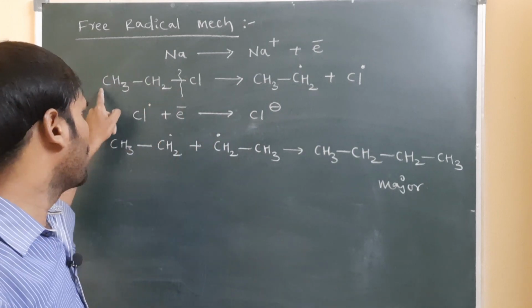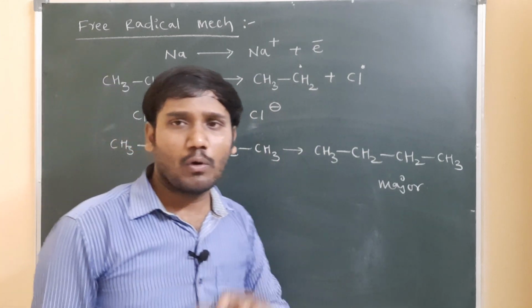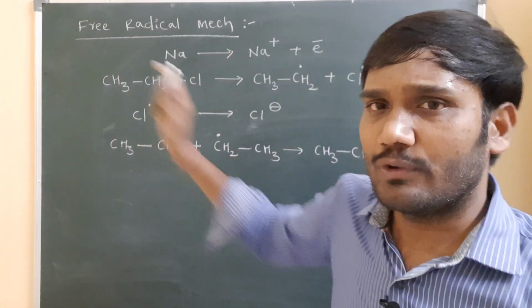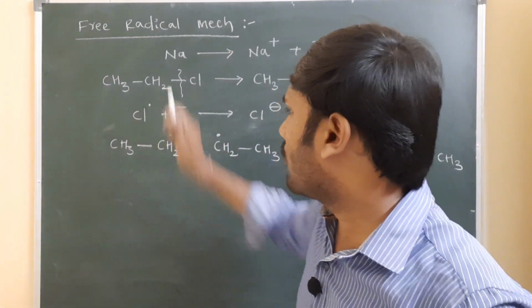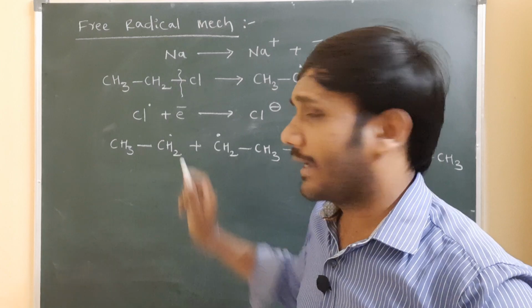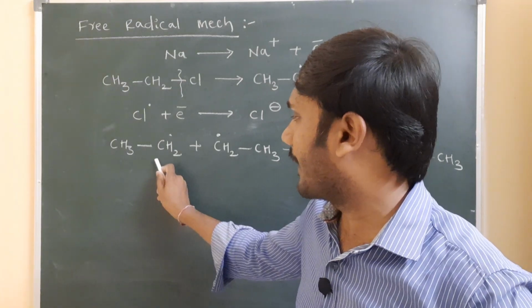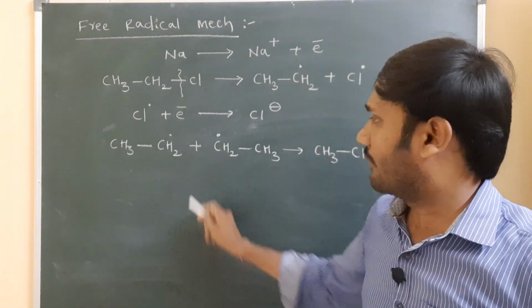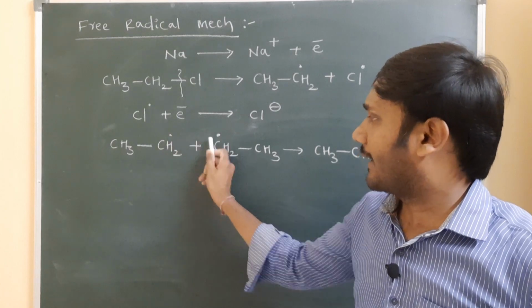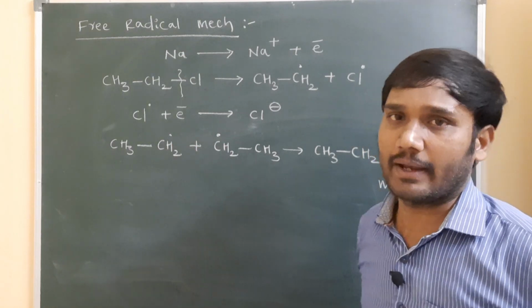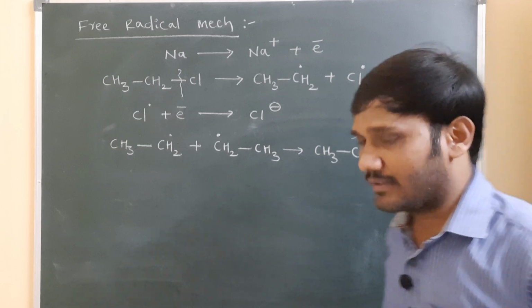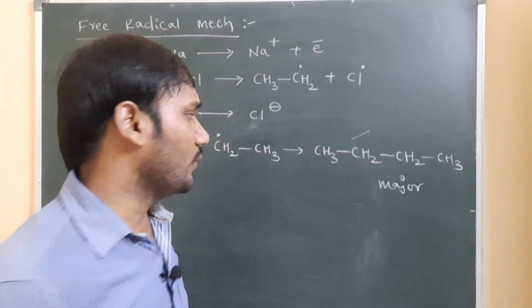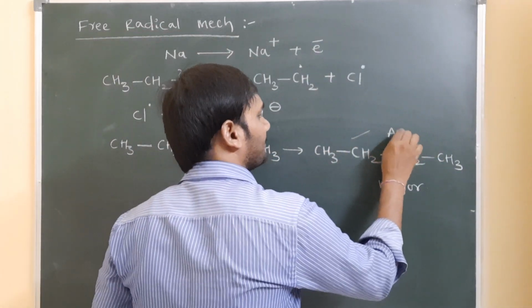Generally we are taking 2 moles of ethyl chloride, or 2 moles of alkyl halide, in the Wurtz reaction. When I am taking 2 moles of alkyl halide, we get 2 alkyl free radicals: first alkyl free radical, second alkyl free radical. Both have unpaired electrons. When these free radicals combine, we get butane. So this is a major product.